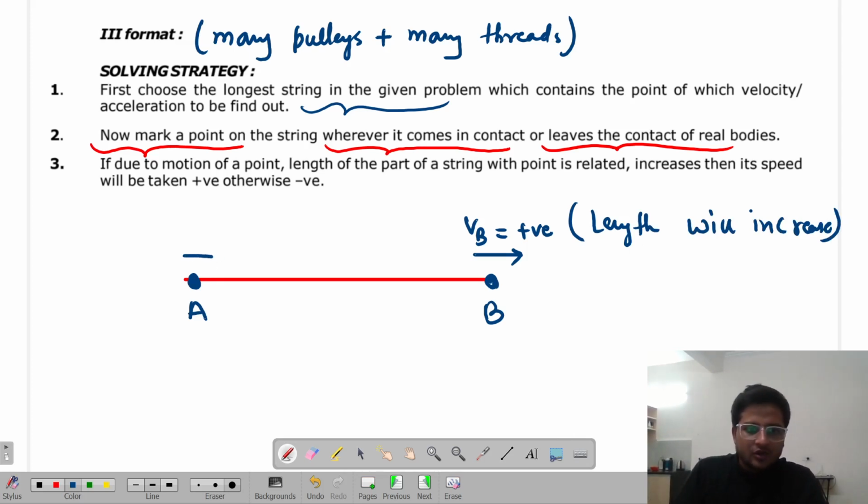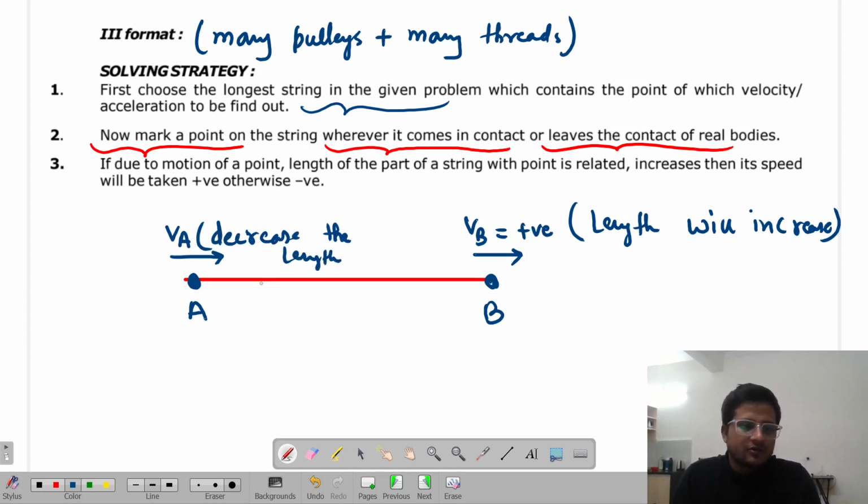But if you look at point A, and if the velocity of point A is in the same direction, let's suppose I call it velocity of A, then think: is this velocity of A going to decrease the thread length or not? Think, if something is pushing from behind, the thread length is going to decrease. So this velocity is going to be negative.